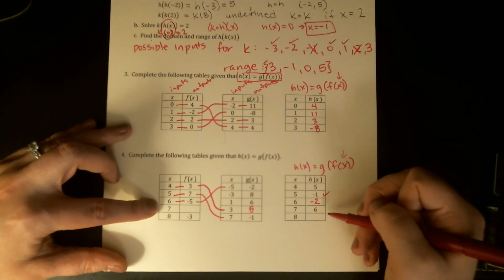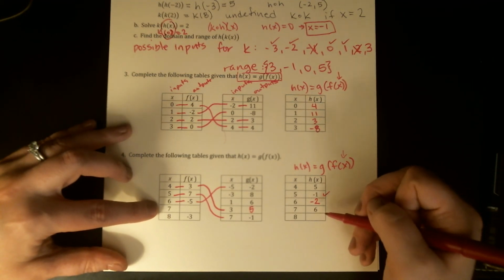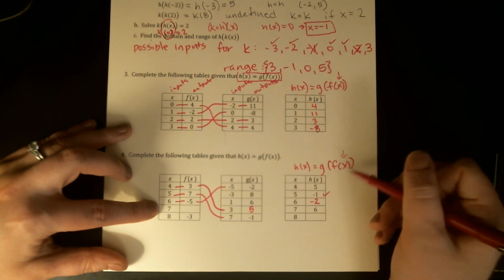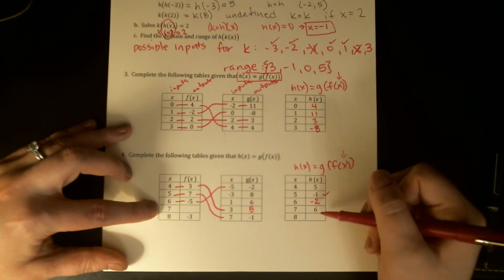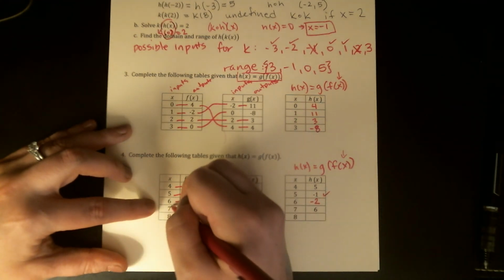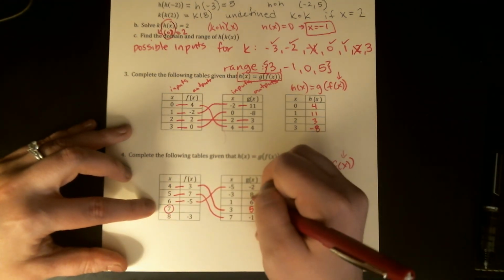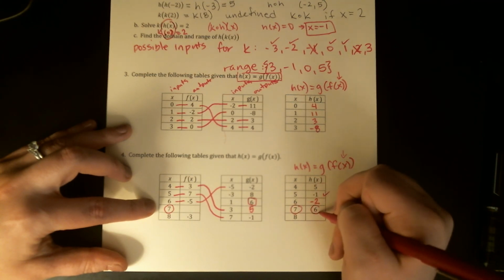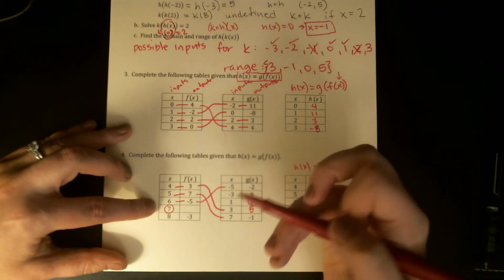Okay, 7, 6. So I know that if I plug a 7 into f, whatever I get out of f, I then plug into g and end up with a 6, which means I should be making it from here to here, right? I input a 7 into f. I should output a 6 from g. There's a blank spot here.